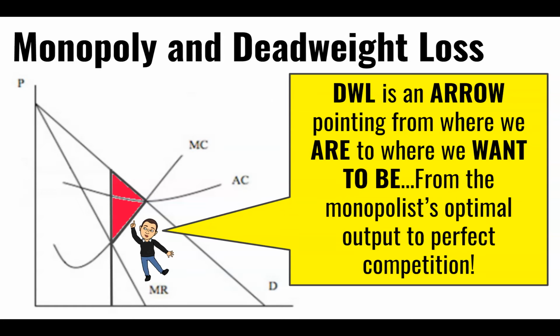There will also then be deadweight loss. Remember that deadweight loss is essentially an arrow pointing from the quantity we are producing at and pointing to the quantity we would like to produce at, or pointing to the efficient quantity. And so the monopolist produces less than perfect competition. And so we find where we are, and MC equals demand is where we want to be. And so we find this red triangle. And that area represents the lost surplus that is generated because monopolists are able to charge a higher price.